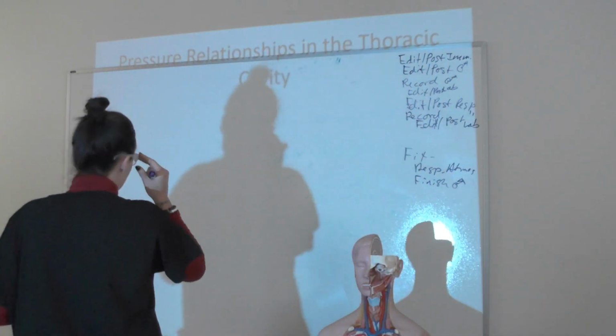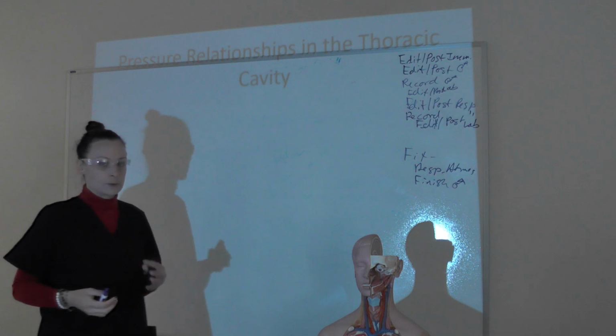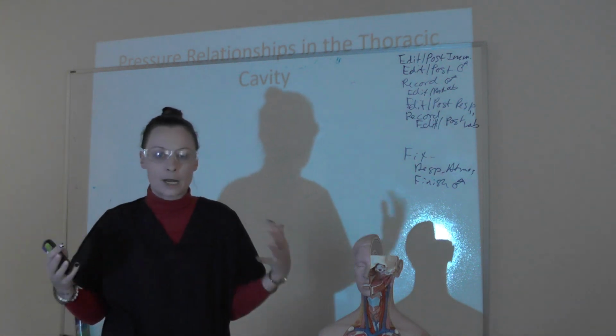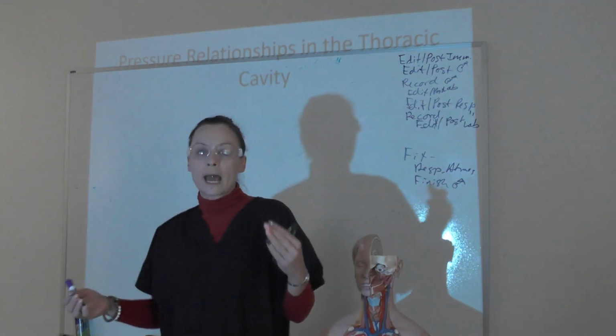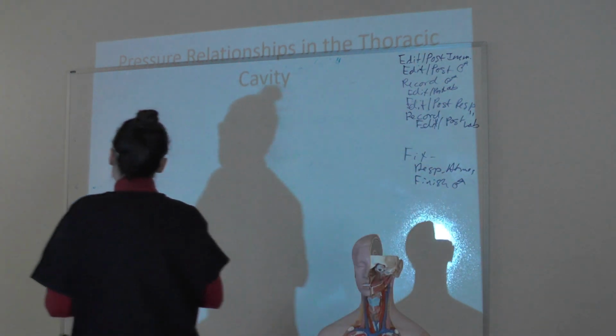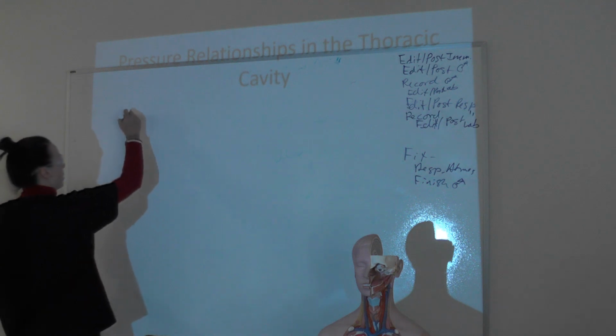So when thinking about the movement of air throughout the respiratory cycle, we need to be aware of 3 pressures and the ways that they're changing. Gas wants to move from high to low pressure. So what are the 3 pressures we need to worry about?